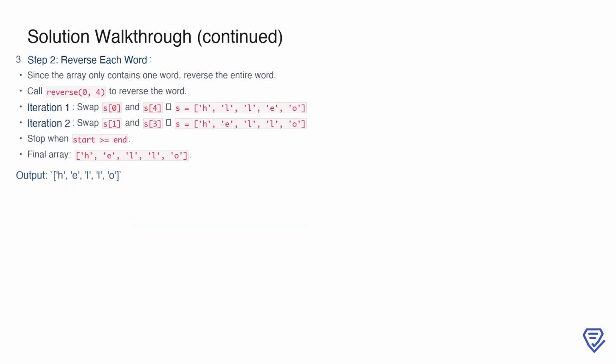After reversing the entire array, the next step is to reverse each word individually. Here, since the array contains only one word, we reverse the entire array again. Calling reverse(0, 4) swaps the first and last characters, making the array H-L-L-E-O. Then, the second and second to last characters are swapped, updating the array to H-E-L-L-O. With no more swaps needed, the array is now restored to its original order, "hello". This is also the final output for this example.